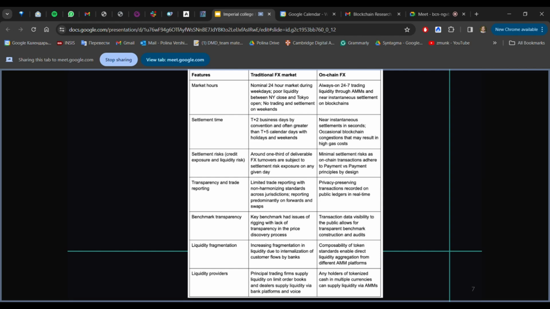So this is a great comparison of traditional exchanges and DeFi. And basically, we can see that on-chain or DeFi exchanges are better in most of these criteria, right? So that only supports the argument that they should be used.